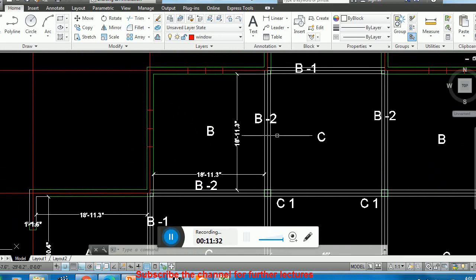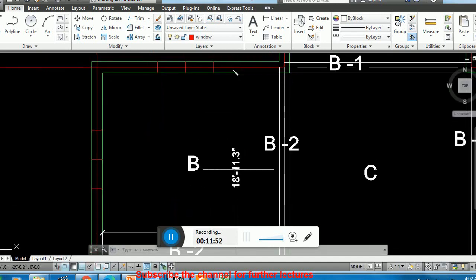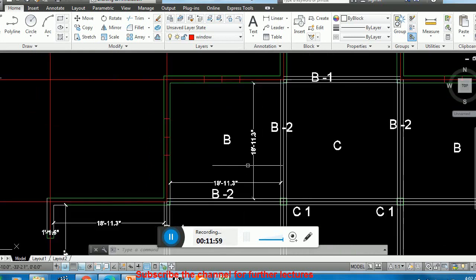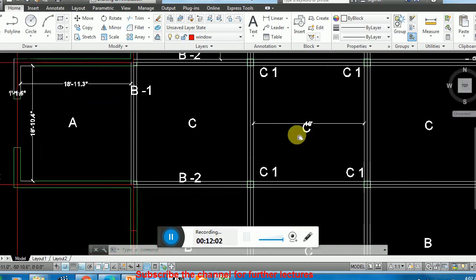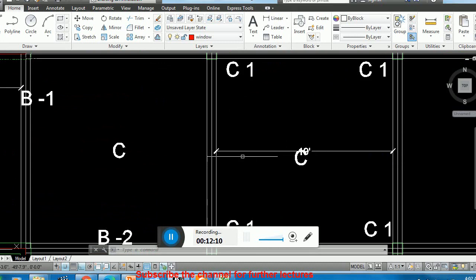Now let's move toward panel B. You see here in panel B, 2 sides are continued. One is the longer side and one is the shorter side, but remember the shorter and longer sides are both equal. This is interesting. This is a square panel. From the face of the beam to the face of the wall is 18.93, and from the face of the other beam to the face of the wall is also 18.93.